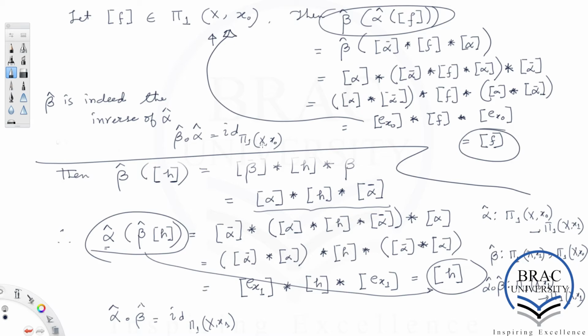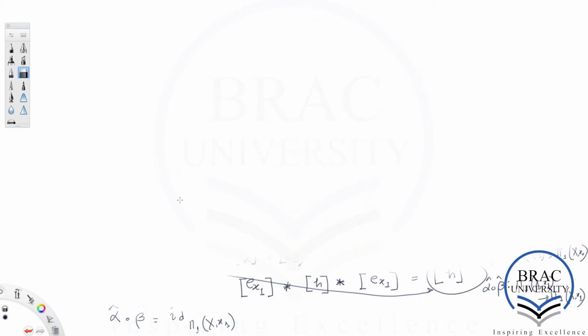Okay, so this way we prove that alpha hat is indeed an isomorphism of groups. So this was theorem 2. Now the corollary to theorem 2, let me state it. It's kind of obvious.